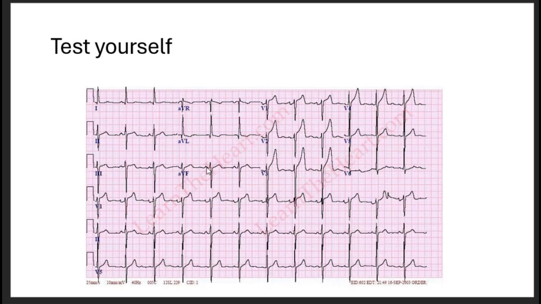Incomplete right bundle branch block, again, is just a hemiblock, which is not prolonged. The QRS is not prolonged. So yeah, so this is left anterior fascicular block.